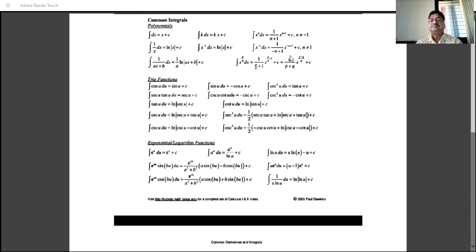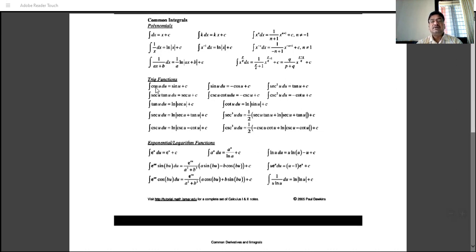Same formula: integration of 1 by ax plus b is 1 by a log ax plus b. That is, if there is a in place of x, there is an ax plus b type factor, that is a linear factor, a polynomial of degree 1. Then its rules are the same, but only divide by a. Integration of 1 by x is log x, and 1 by x plus b is what? Log x plus b divided by a, or into 1 by a.